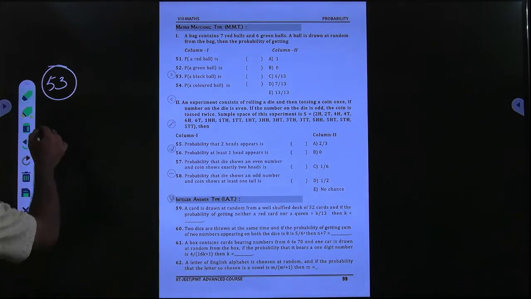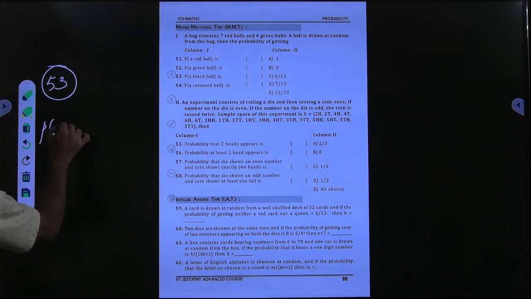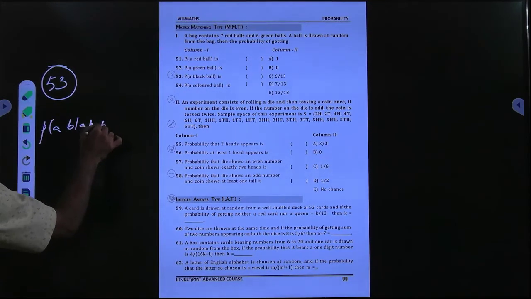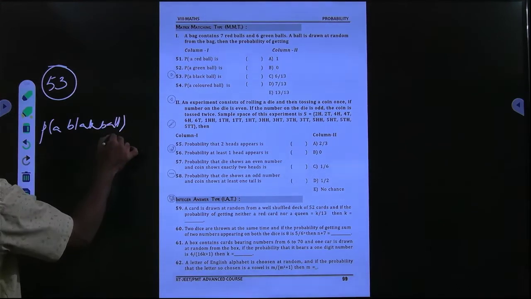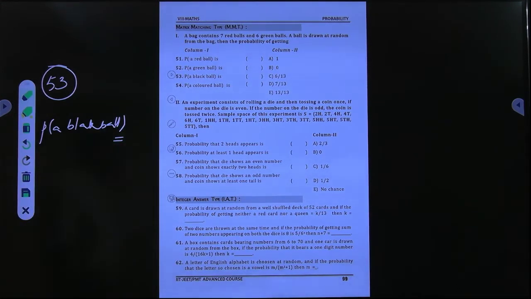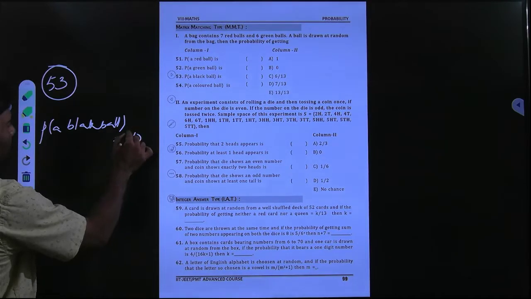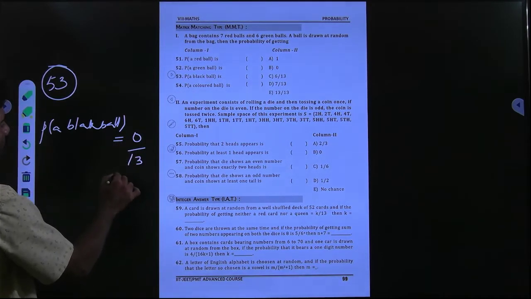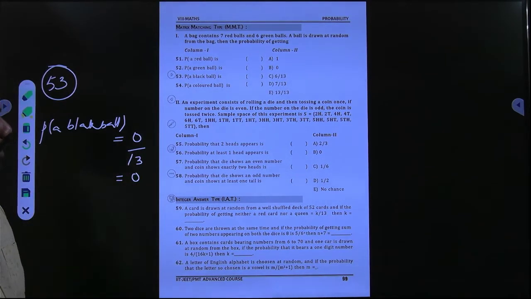Means P of a black ball, we can write it as the number of black balls, which is 0, by the total number of balls, 13. 0 by 13 means 0. Option B is the correct one. Next, question number 54.